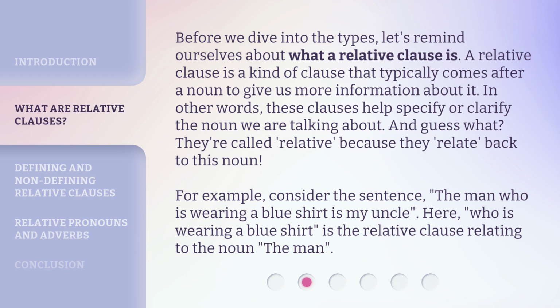For example, consider the sentence, "The man who is wearing a blue shirt is my uncle." Here, who is wearing a blue shirt is the relative clause relating to the noun, the man.